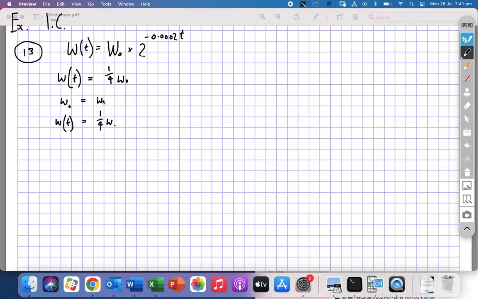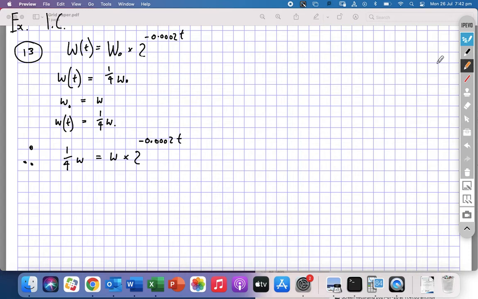Maybe I could do this slightly differently. Maybe I could have said let W of t equal x or something, right? And then I could have said the initial weight's 4 times that. But you know, you've got to find some way to do this. So therefore, I could rewrite my formula and I could say I'm looking for a quarter of this original weight, which I've labeled W. It's W times 2 to the minus 0.0002t. Let me tidy that up for you. This decay is going to be quite slow, which can often happen with radioactivity. And now we've got something to work with.